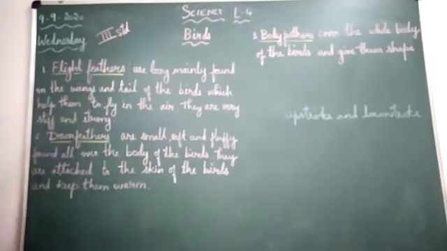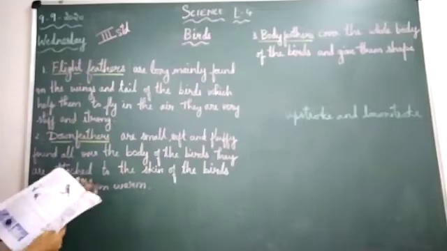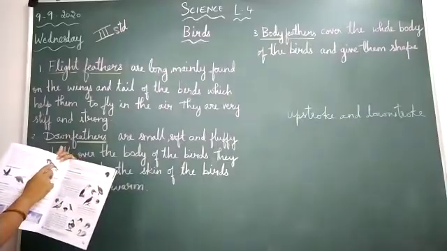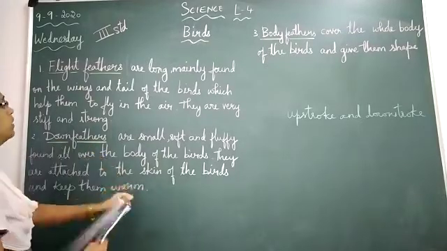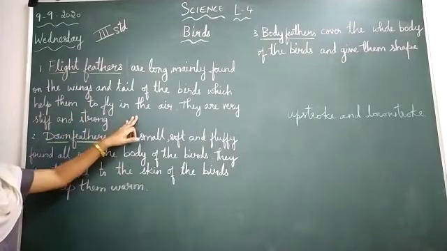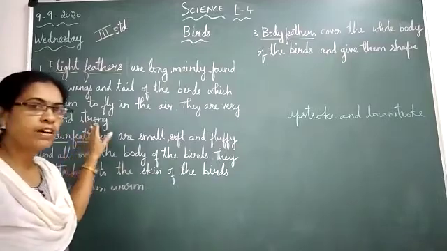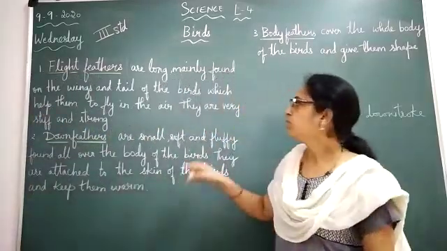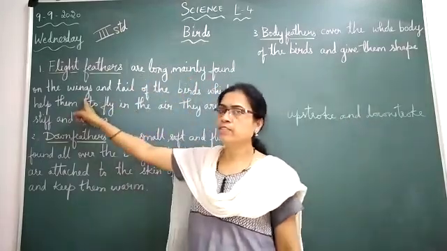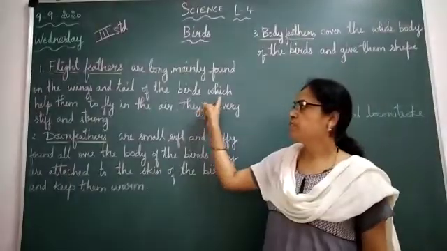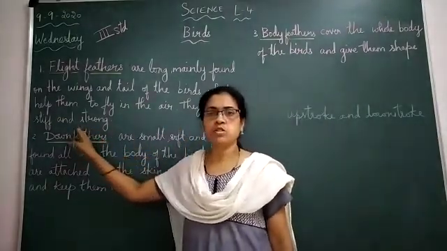The first one is flight feathers. Flight feathers are long and mainly found on the wings and tail of the bird. You can see them in the picture. They help the bird to fly in the air. They are very stiff and strong, so it is possible to fly.